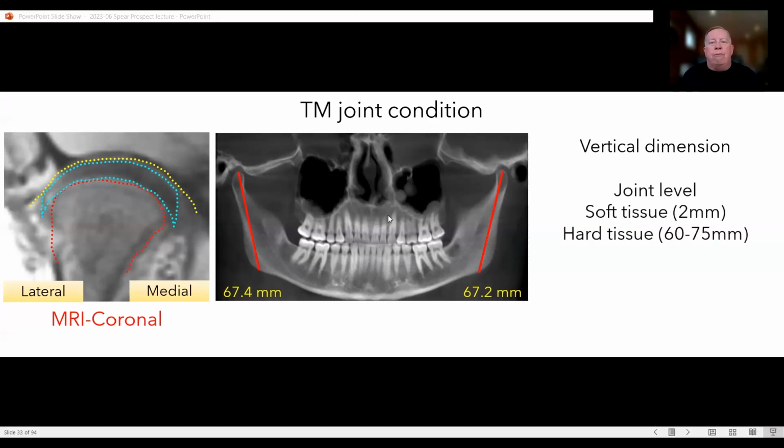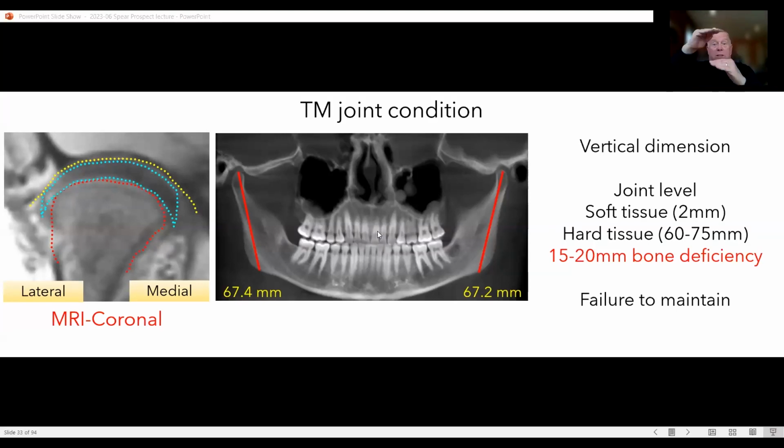When we take a look at the vertical dimension at the joint level, we're going to see 15 to 20 millimeter bone deficiencies that we were never aware of until we had three-dimensional imaging with CBCT to be able to measure the ramus lengths. So ultimately, it's due to one of two issues. It's a failure to maintain, which means it grew normally and then broke down. I used to think that was the majority of the cases. I don't anymore. Today, what I think this is, is a failure to grow normally.